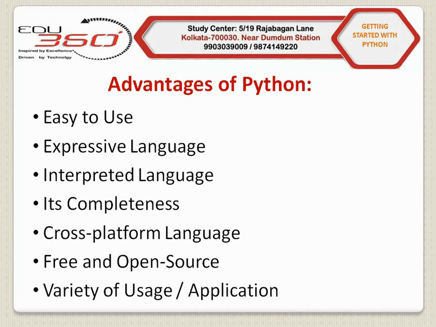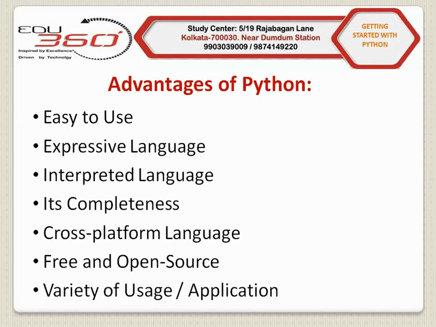Variety of uses and applications. Python has evolved into a powerful, complete and useful language over these years. Python is being used in many fields, some of which are scripting, web applications, game development, system administration, rapid prototyping, GUI programs, database applications, etc.